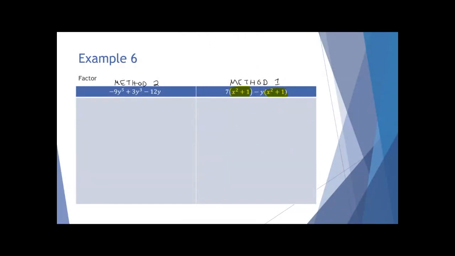So our GCF, the greatest common factor, is x squared plus 1. So to factor it, we put that in front, and I have to have the parentheses because it contains more than one thing. And then what's left over? 7 minus y. So this is using method 1, where we're reversing the distributive property. We just didn't have to figure out the GCF because it was done for us.